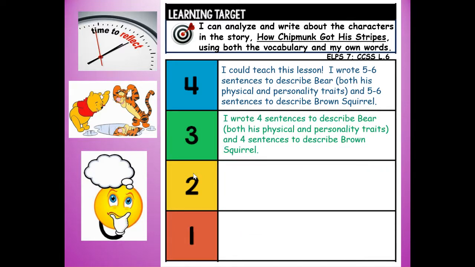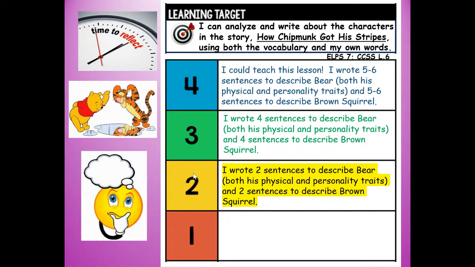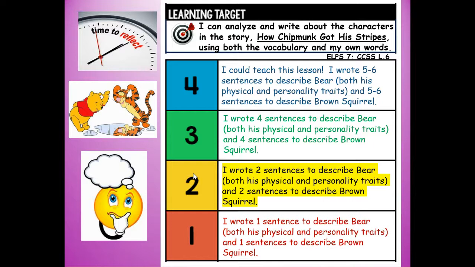Or would you give yourself a 3? I wrote 4 sentences to describe Bear, both his physical and personality traits, and 4 sentences to describe Brown Squirrel. Or would you give yourself a 2? I wrote 2 sentences to describe Bear, both his physical and personality traits, and 2 sentences to describe Brown Squirrel. Or 1, I wrote 1 sentence to describe Bear, both his physical and personality traits, and 1 sentence to describe Brown Squirrel. How do you think you did? 4, 3, 2, or 1?